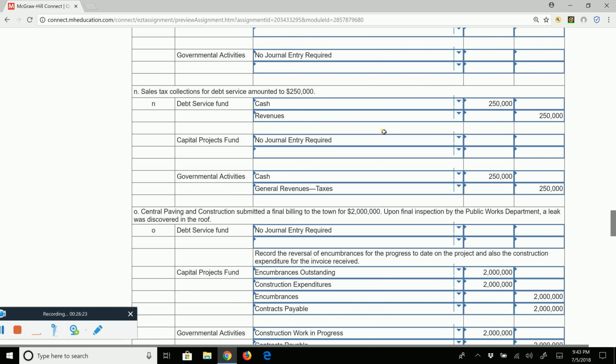All right, now we collect sales taxes of $250. So the debt service fund, debit cash, credit revenue. Similar journal entry on the government-wide. We just need to denote that our taxes are general revenues.